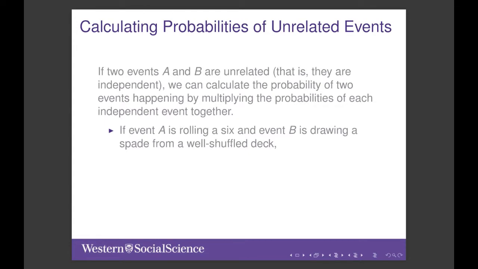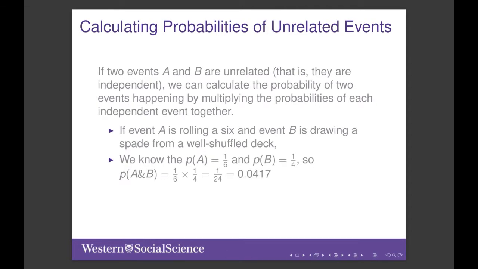Think of two events. Event A is rolling a 6 on a fair six-sided die, and B is drawing a spade from a well-shuffled standard deck of cards. The probability of drawing a spade doesn't change depending on the outcome of the roll of the die and vice versa. This means that the two events are independent or unrelated.